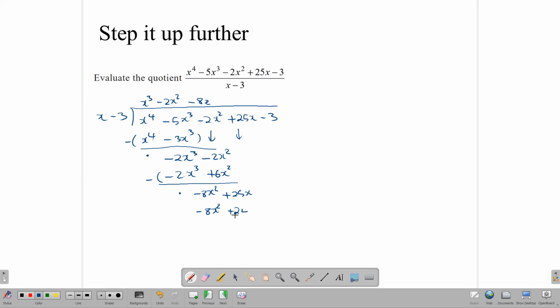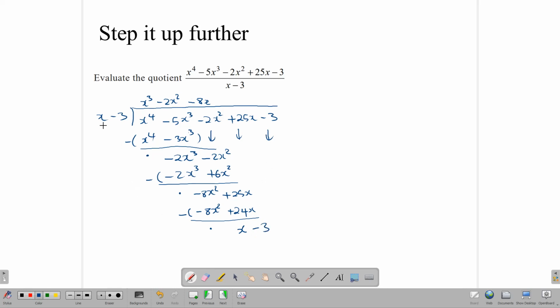A positive 24, rather, 24x. All right. So we're going to divide again. We're going to subtract, rather. So subtracting this gives us a 0. Negative 8 minus negative 8, which is the same thing as negative 8 plus 8. So that's gone. Then 25x minus 24x leaves us with just x. And we're going to drop down our last term, which is minus 3.